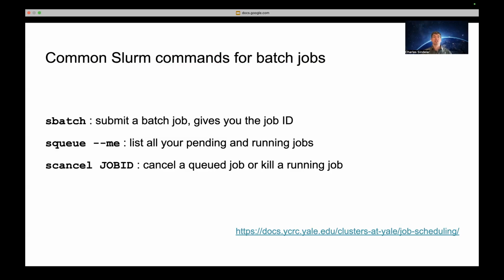Second, there's squeue, which is the Slurm command that lists running jobs, and if you give it the --me option, that will tell you all of your running jobs. And finally, you have scancel, and then you give it the job ID, which you can obtain either from what you got when you ran sbatch or by the squeue command. And that allows you to cancel a job that you have queued that you no longer wish to run, or to kill a running job.